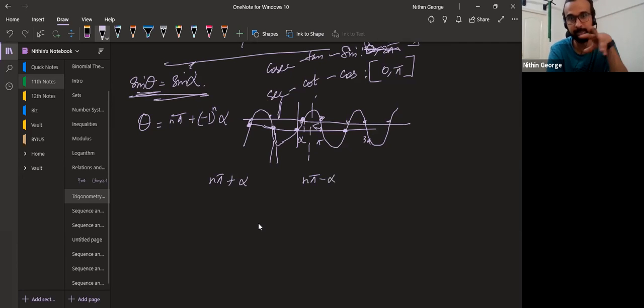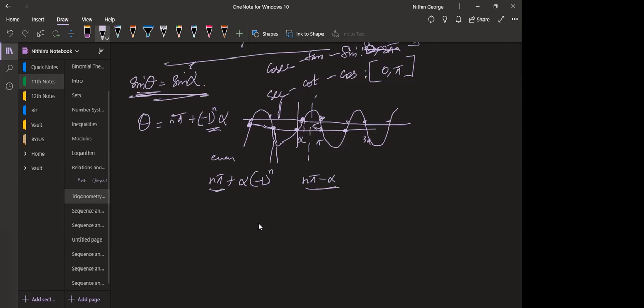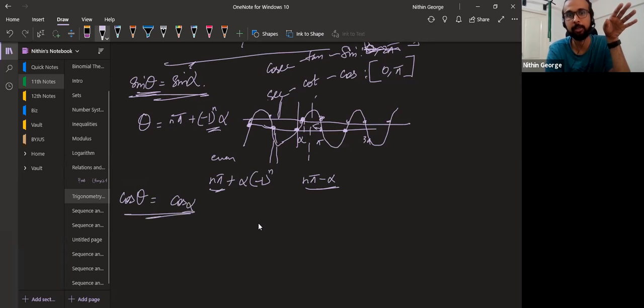So how do you differentiate? When n is even, it becomes plus. So that's why that minus 1 power n is coming. When n is odd, it becomes minus. That is where this minus 1 power n comes from. I hope you understood this. All right. Now, you have cos theta equal to cos alpha. What can you say about theta?